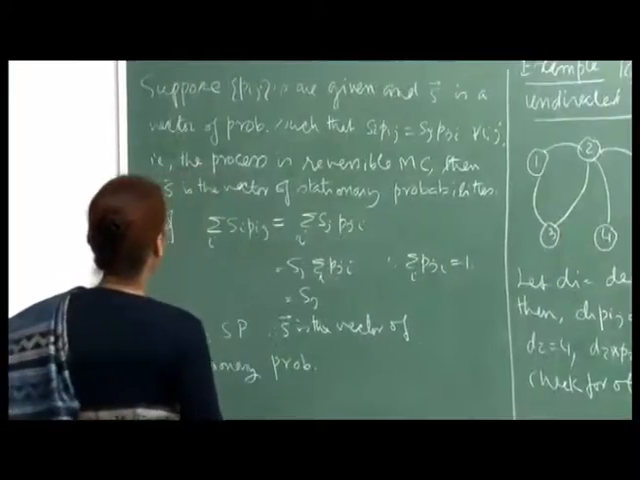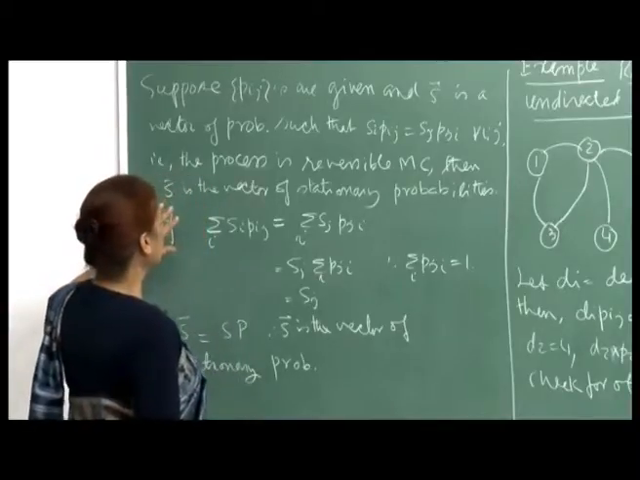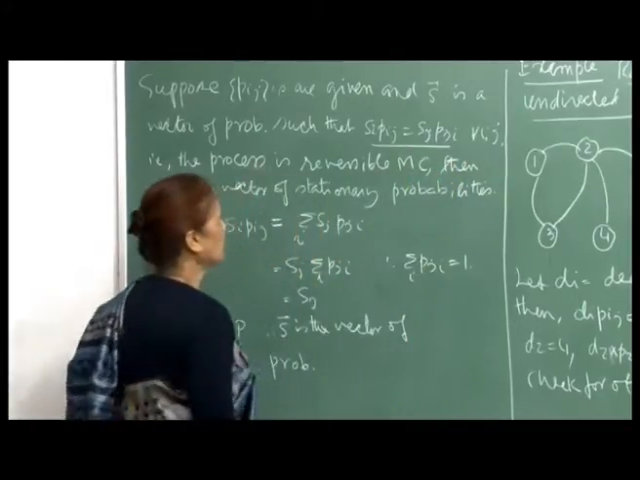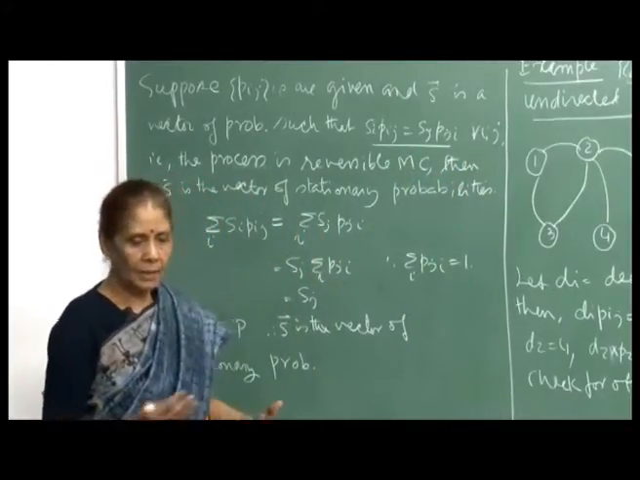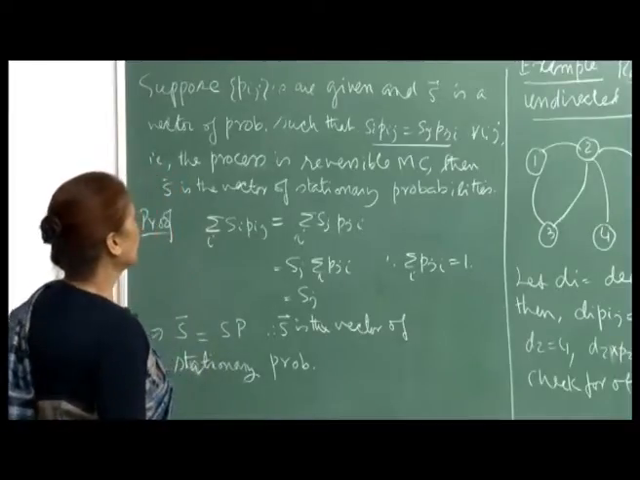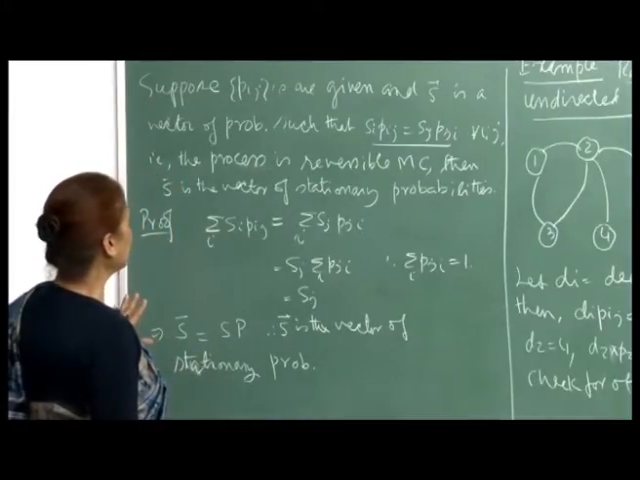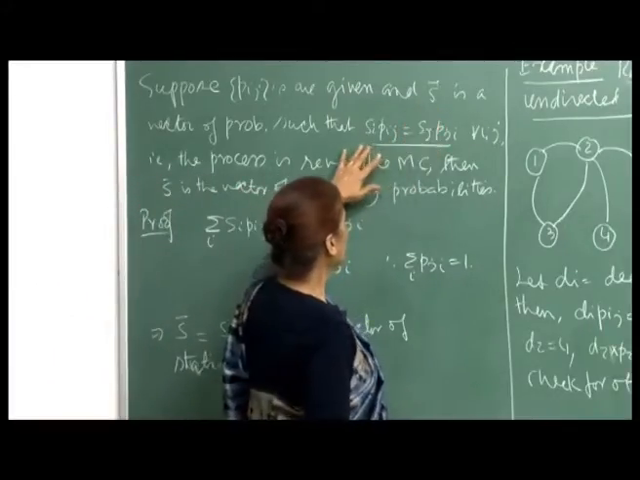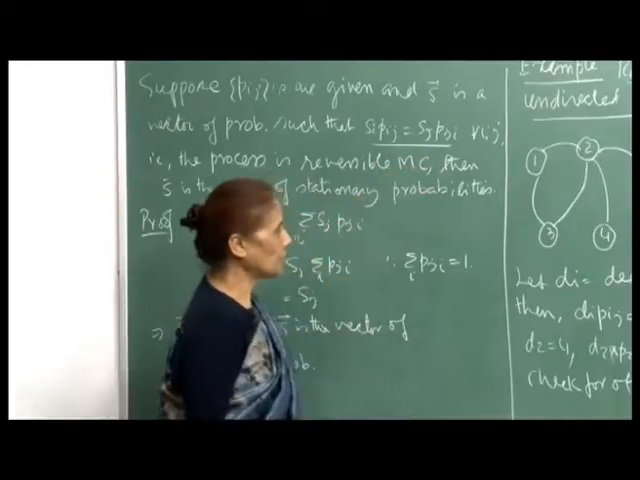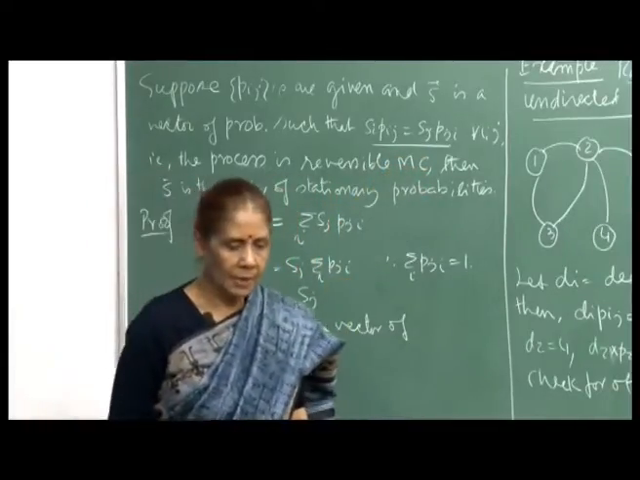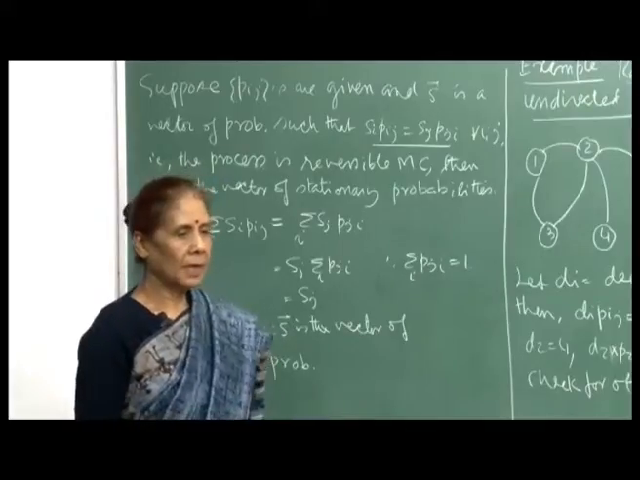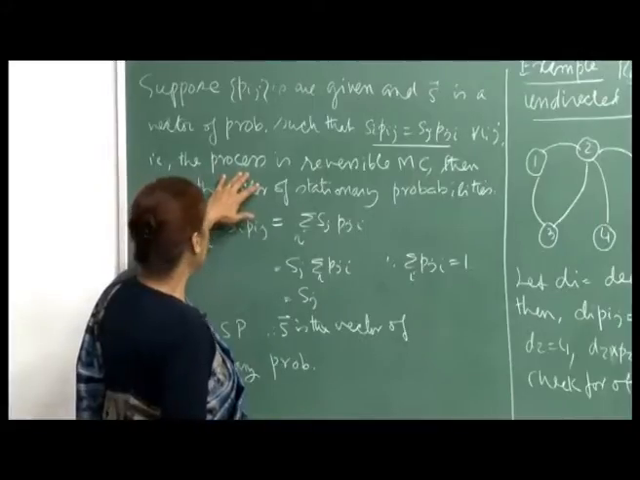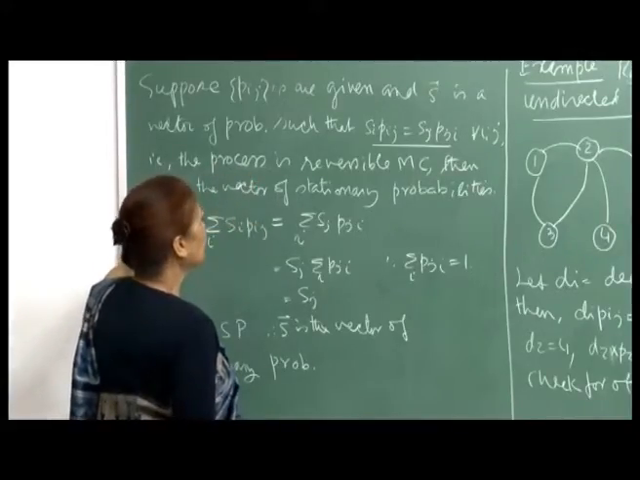Okay. So, now suppose the Pij's are given and S is a vector of probabilities such that this condition is satisfied, which is your necessary condition. So, we are looking at the converse. What we are saying is that suppose you have a transition matrix and a vector of probabilities such that the time reversibility condition is satisfied. That means the Markov process we are given is a time reversible Markov process. Then S is the vector of stationary probabilities.